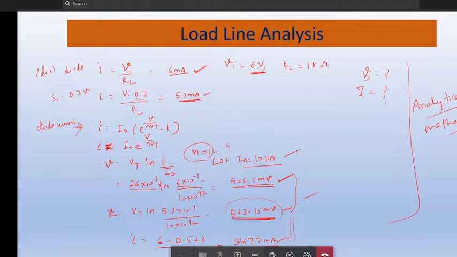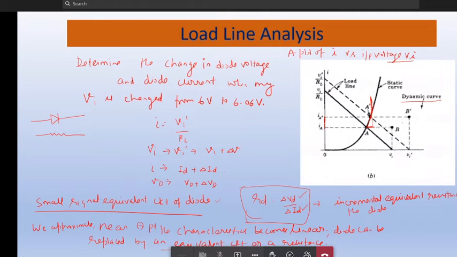Similarly, in the previous case the input signal was not changing, but suppose now the input which I applied is changing. You have to determine the change in diode voltage and diode current when the input Vi is changed from 6 volt to 6.06 volt. Suppose your input is changed from 6 volt to 6.06 volt, and you have plotted for 6 volt.